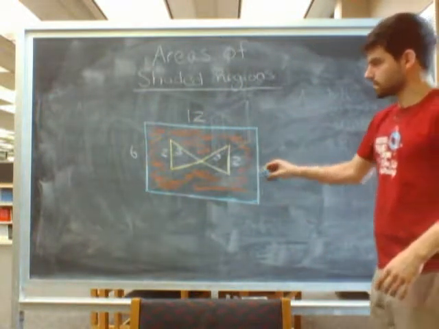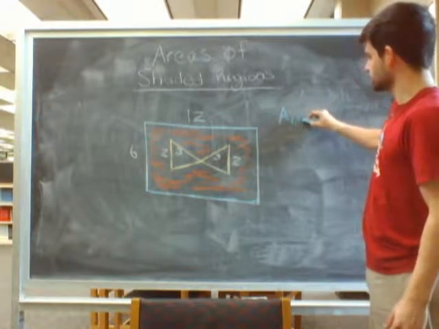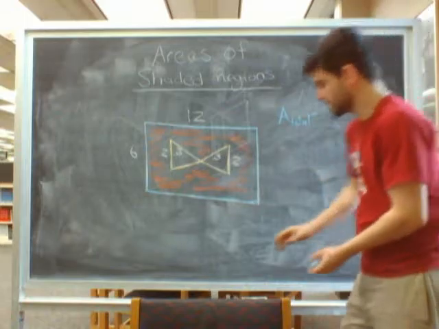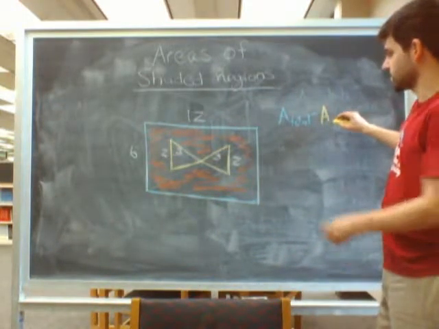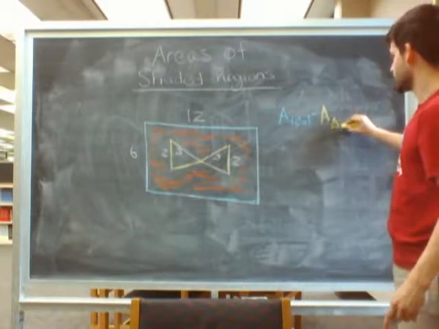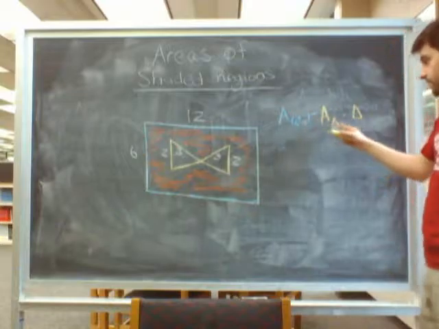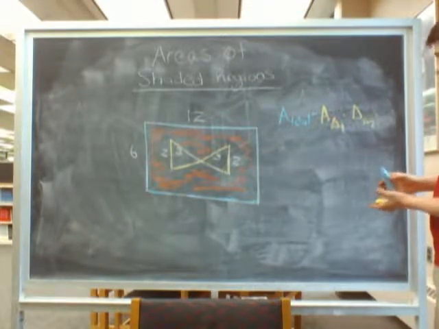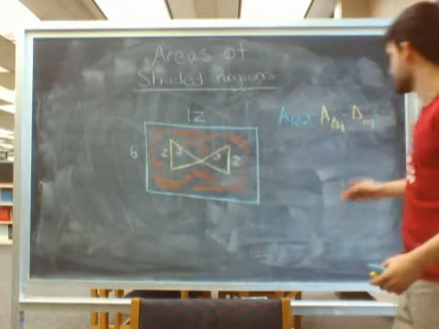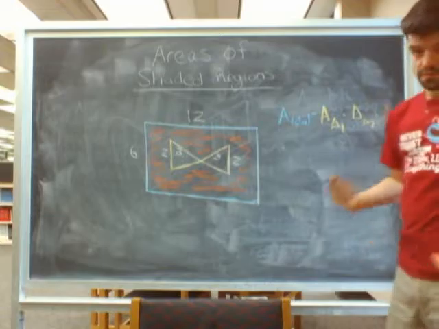So we can say for this question that the area total minus the area of the two triangles, I'll call them triangle 1 and triangle 2. So area total minus triangle 1 minus triangle 2 equals the area of the shaded region, and I'll call that area SR. So let's do that.